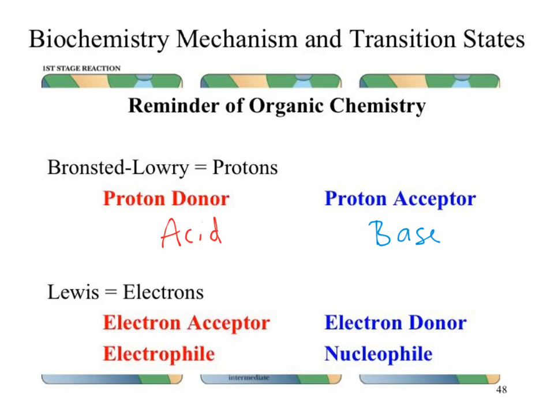we don't even want to call it Lewis, because Lewis applies to everything. We need to come up with a new definition. That new definition is your electrophile and nucleophile. You're focusing on the electrons, in particular your electrons being donated and accepted, not involving hydrogen. So in this case, we're looking at the electrons as they move around.